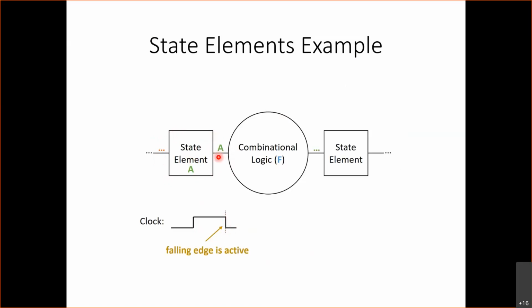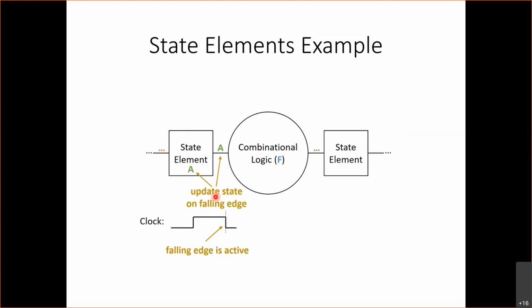On the other hand, when this active edge occurred, we probably have some changes that are taking place over here, but these changes are not going to affect the state element because the state element holds its value until the next active edge. So now we have a new cycle, and then during the cycle, what happens is this A is going to travel through this combinational logic.